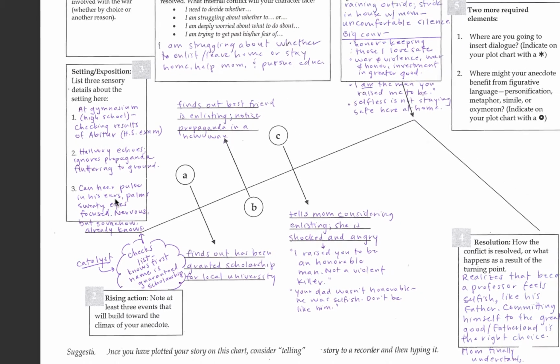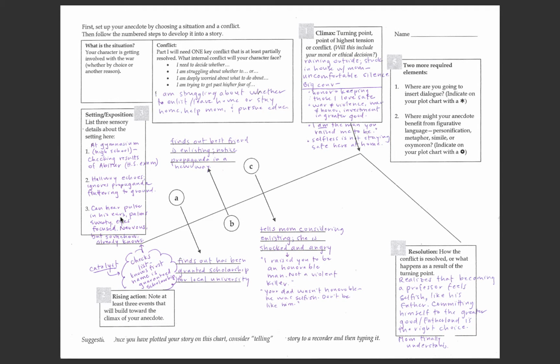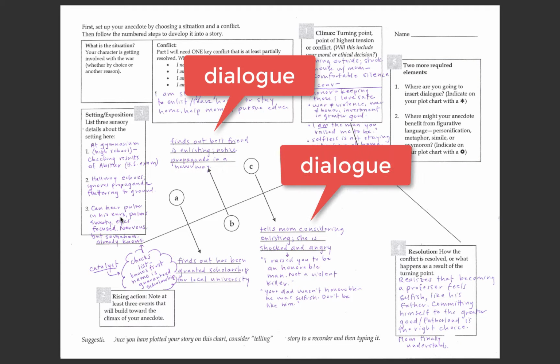Based on this now, I have mapped out my whole plot. I know where my story is going to start. I know which events I'm going to need to talk about. I can even start to see where I'm going to need to have some dialogue. I'm going to have an interaction with my friend. I'm going to have a conversation with my mom, where I'm going to have some dialogue.